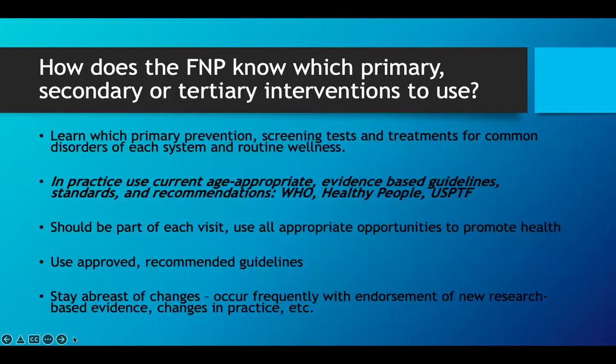How does the FNP know which primary, secondary, or tertiary interventions to use? Okay, learn which primary prevention, screening tests, and treatments for common disorders of each system and routine wellness. In practice, use current age-appropriate evidence-based guidelines, standards, and recommendations. Okay, so we will get into the government entities and talk about how important it is for you to know the appropriate screening tools and where to find which screening tools to use depending on the age of your patient. Okay, because there's different immunizations that need to be given at certain ages. There's different screening tools depending on the age of the patient that need to be done.